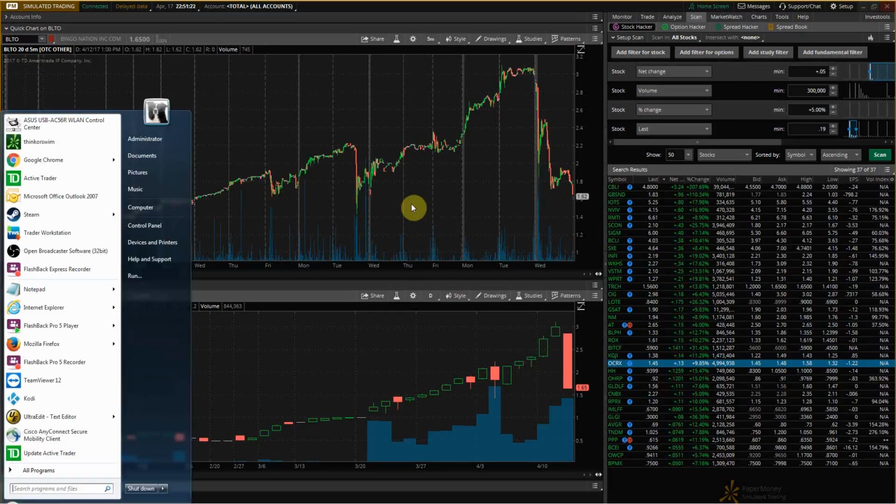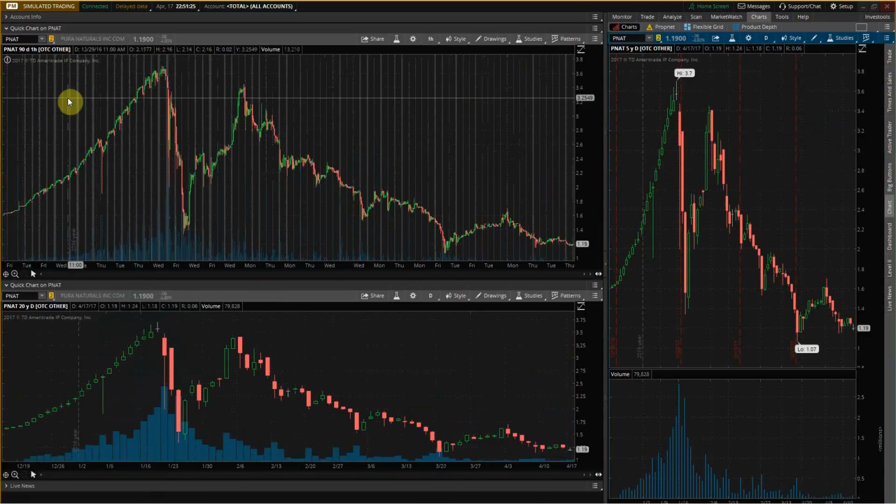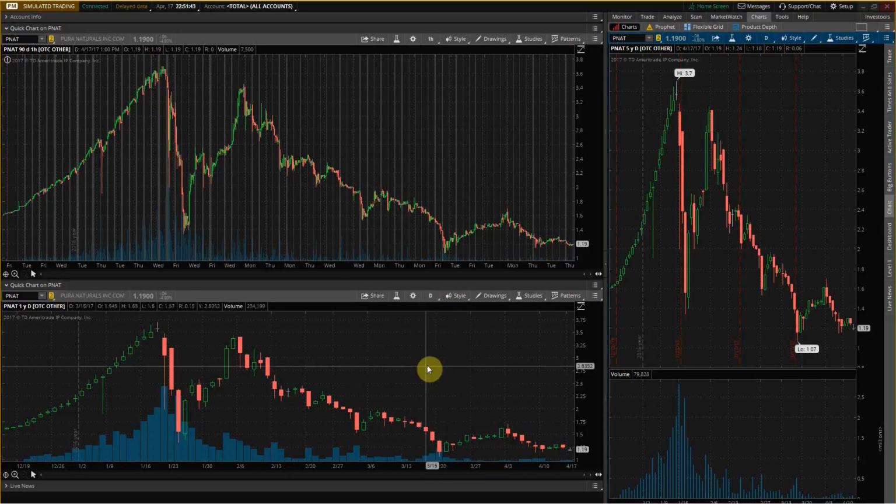Second example I'm going to show you is called PNAT, Pura Naturals. Pura Naturals was about less than a year ago as well, December 2016, I believe. So if you take a look at the daily chart, this is a 20-year daily chart, but you can actually just go through like 1 year. It's exactly the same. I'm just going to go through 20. If you can see here, it's just all greens. It's a steady move up.